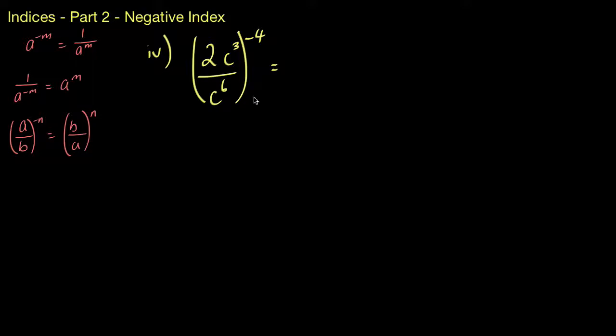So for this example here, we're trying to get rid of that negative index, and we're going to simplify it as well if we can. So what we've got, if we have a look here at this rule, indicates that if you've got a negative power outside of these brackets, then you can flip the fraction on the inside and make that power positive. So if I flip this, what we end up with is c to the power of 6 on top, and c cubed goes on the bottom, and then we get 2 on the bottom as well, and that's all getting powered by 4.